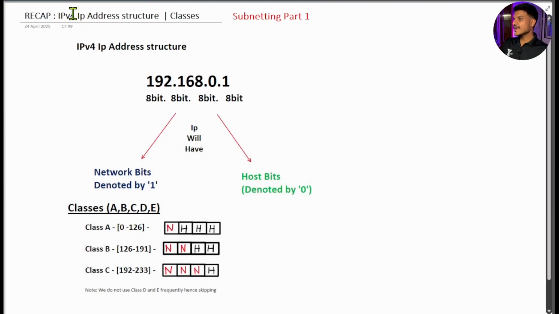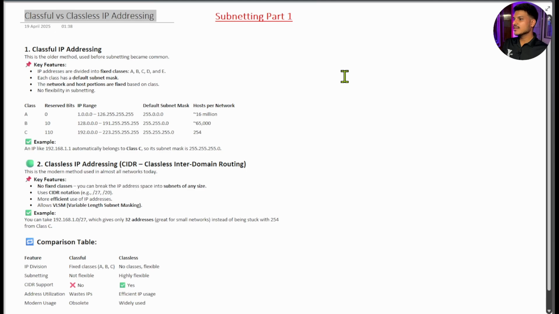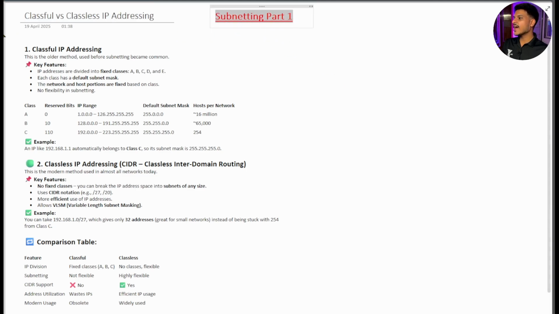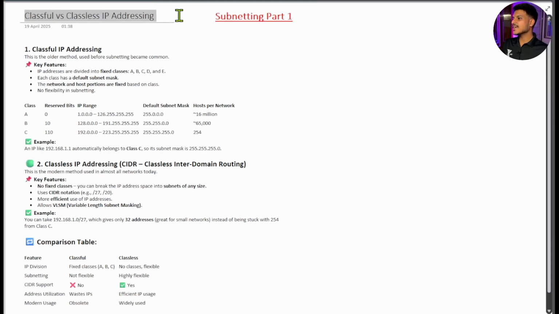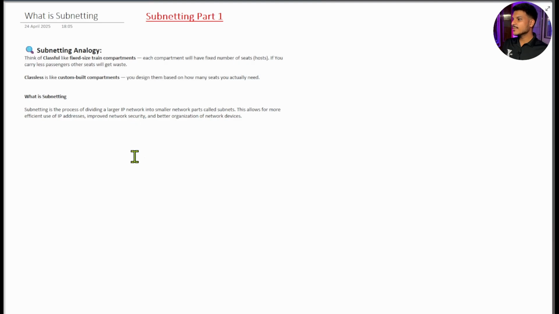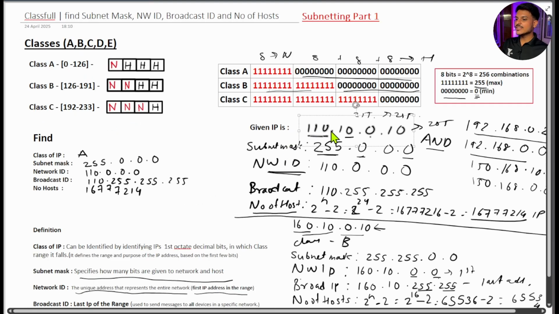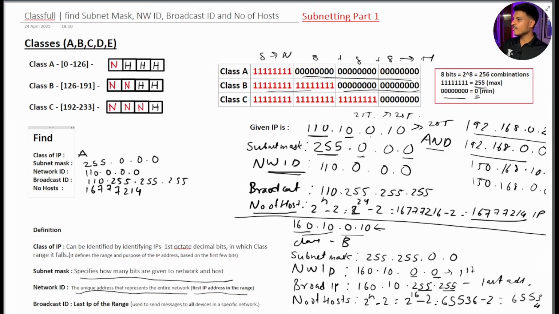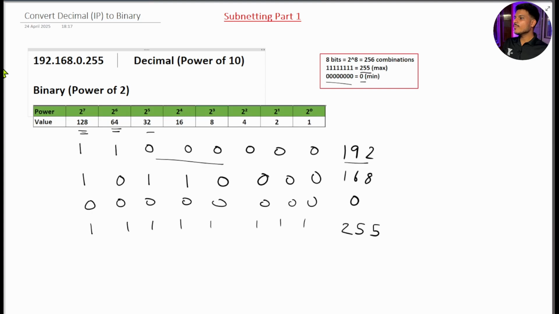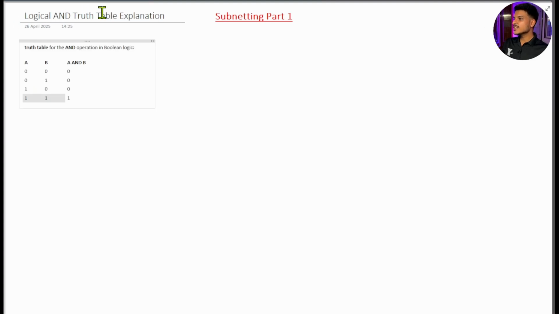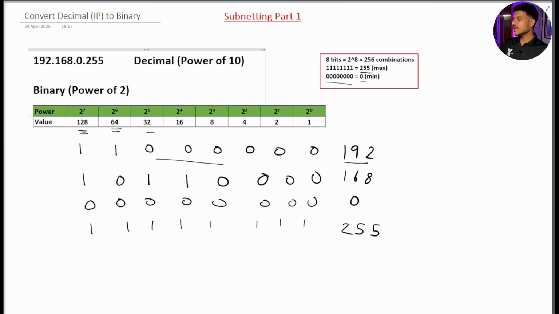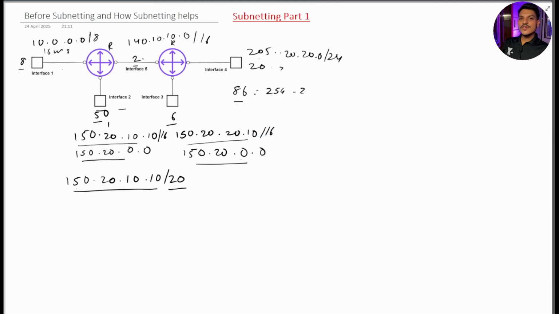have covered topics like IPv4 address structure, and we understood what subnetting is with the help of classful versus classless IP addressing, and we understood subnetting by taking some analogies and different examples. And by taking a classful IP address, we found its subnet mask, network ID, broadcast ID and number of hosts, and we saw decimal to binary conversion and the logical AND truth table explanation that was required to find these values, and we saw how things go if you are not doing subnetting and how subnetting actually helps.